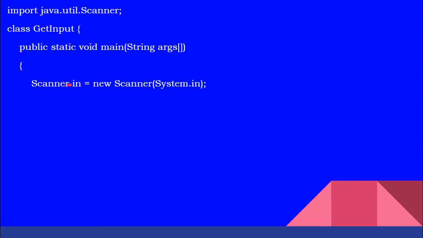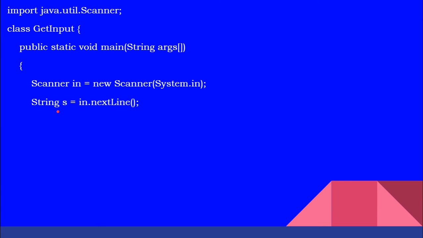So Scanner in = new Scanner(System.in). We are creating an object called in using this line. Next one is String s = in.nextLine. Actually, this program gets three inputs: one is a string, the next is an integer, and another is a float value. It accepts the values from the keyboard and displays the message and the value on the screen.